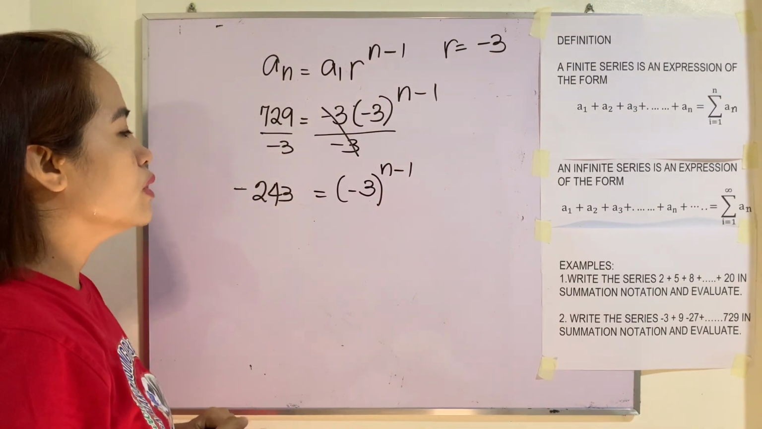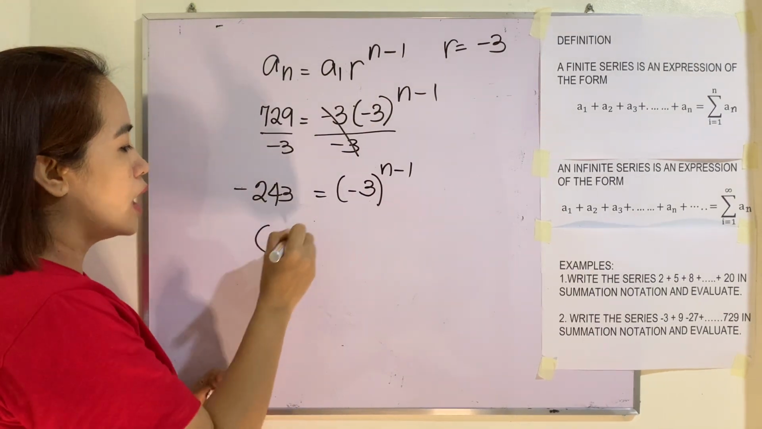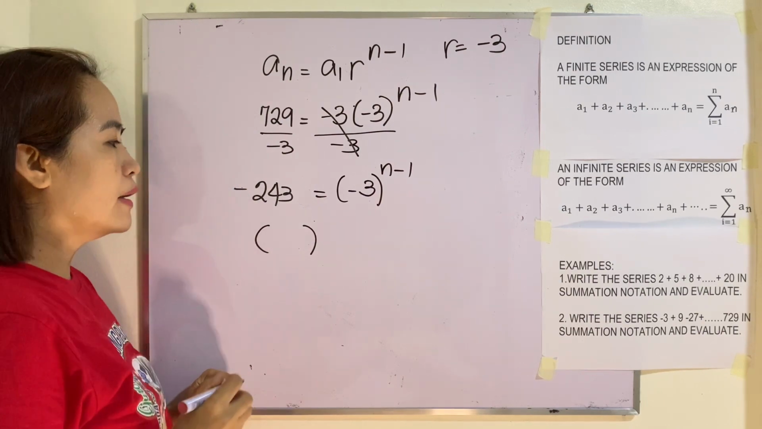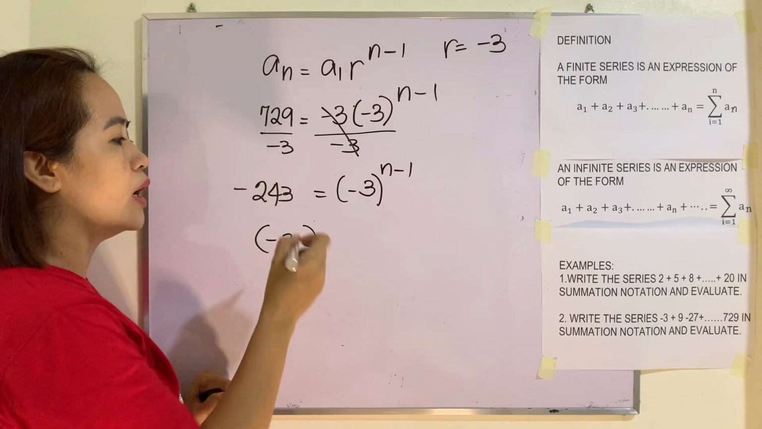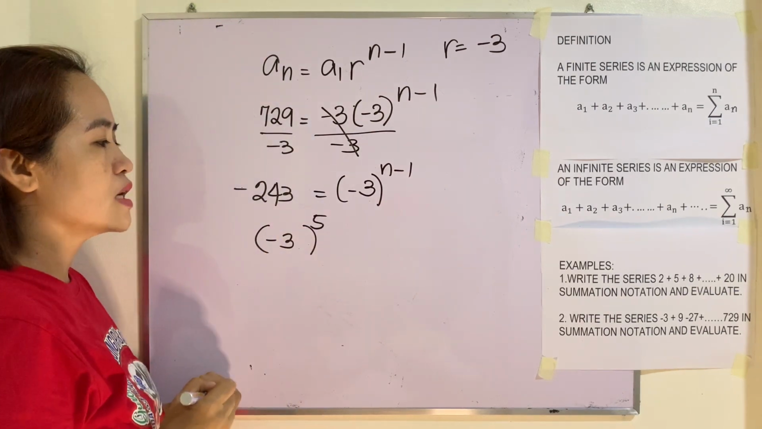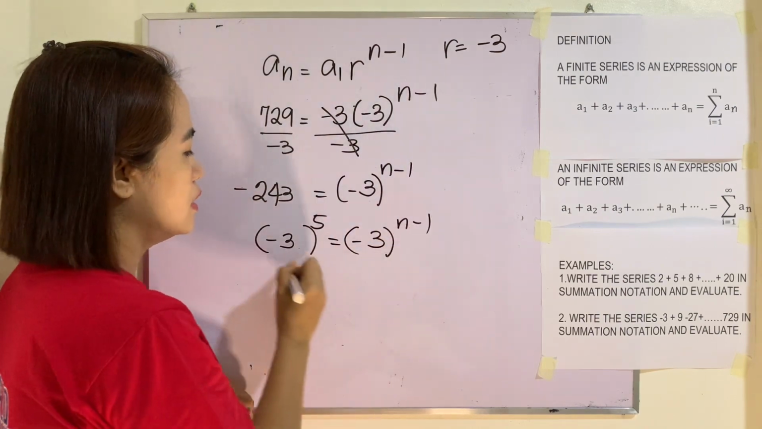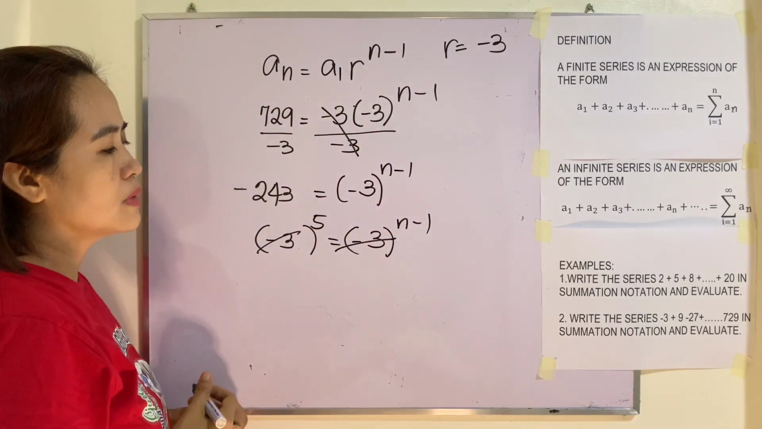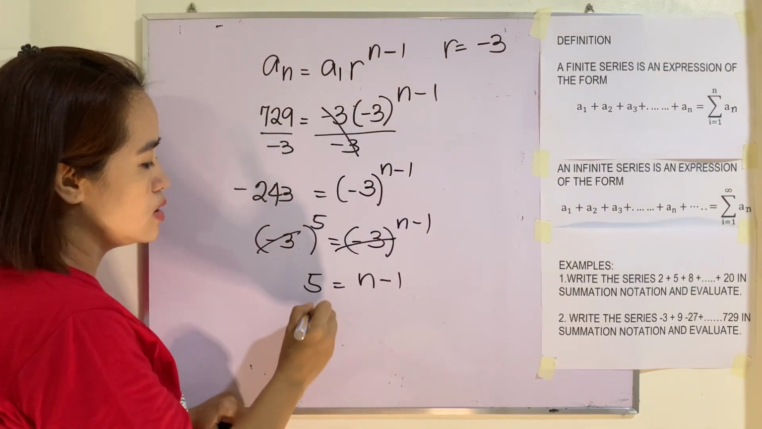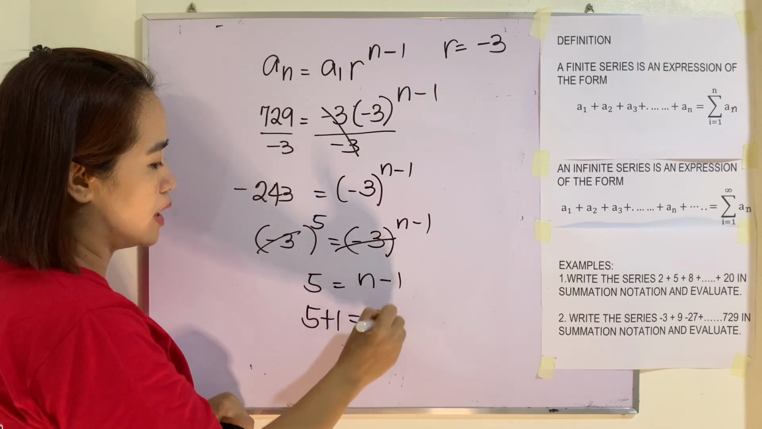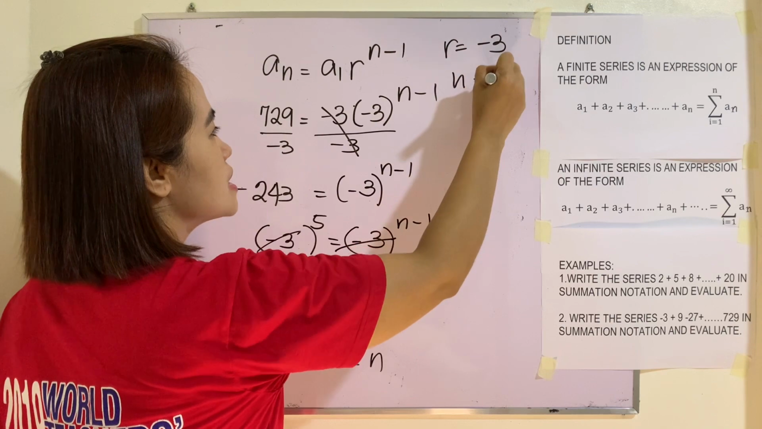Now, I will be using exponential equations here. I will rewrite this as base negative 3. So negative 3 raised to 4 is 81. Raised to 5 is negative 243. So negative 3 raised to n minus 1, I can now cancel this one because of the one-to-one property. This is n minus 1. So 5 plus 1 is equal to n. Our n is, of course, 6.